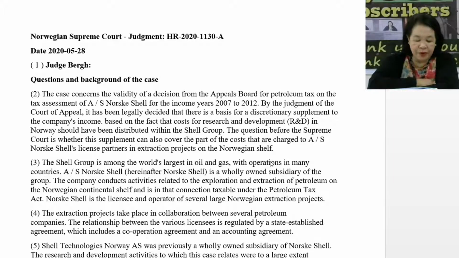No? Number 4, the extraction projects take place in collaboration between several petroleum companies. No? The relationship between the various licensees is regulated by state-established agreements. State-established agreements, meaning they are regulated by the state.